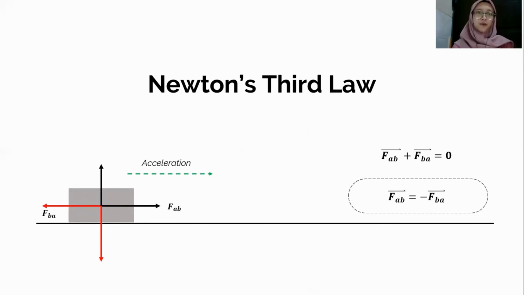The free body diagram of Newton's third law is like this. The object will have normal force, weight, action, and also reaction. The force from A to B plus the force from B to A will be equal to 0. So we can say that force A to B equals minus force B to A.